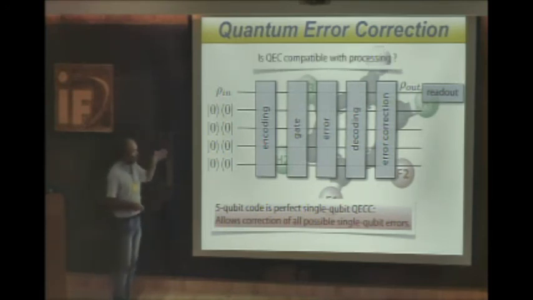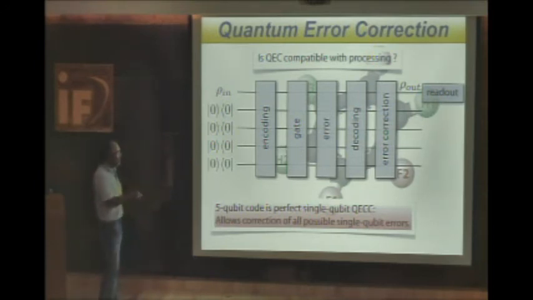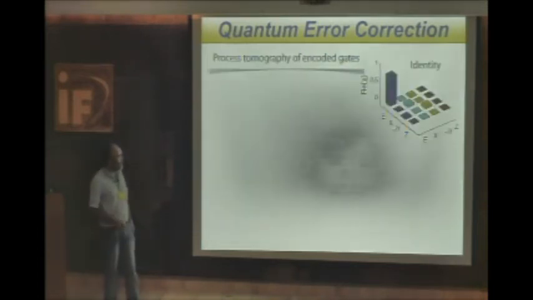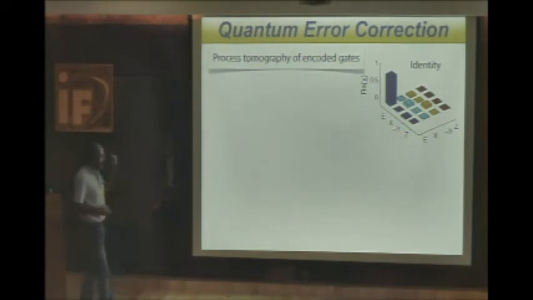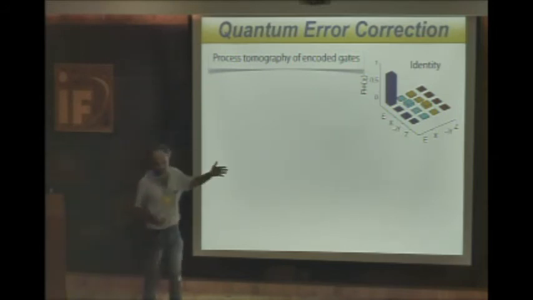Again, this was a quantum memory. It preserved the input state, but of course you would also like to do quantum computing, so you have an additional step, a gate operation which you have to put in here, and then you can check if the result is what you wanted. For that purpose, use so-called process tomography.